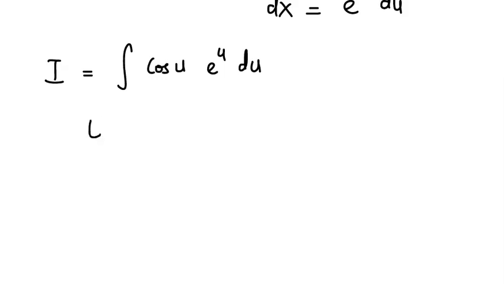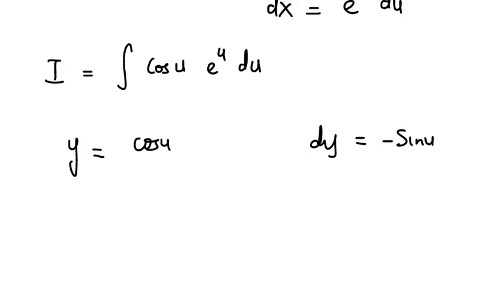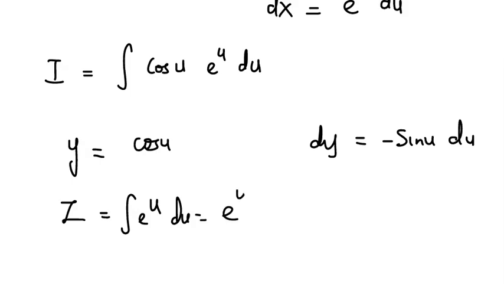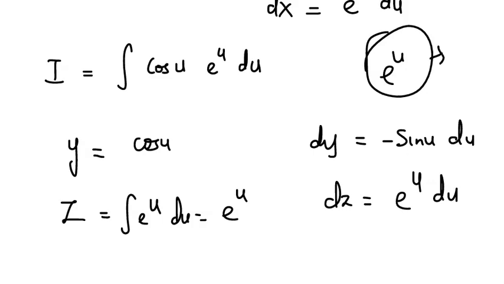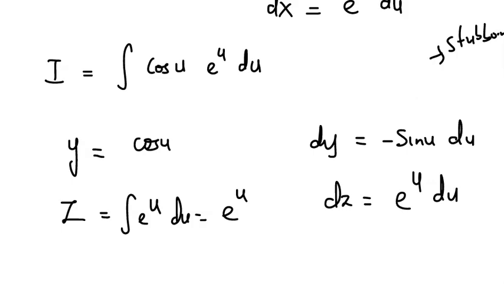We have u already, so we can use y and z. Let y equal the cosine of u. Differentiate both sides, we get dy is equal to negative sine of u du. Then let z be equal to the integral of e to the power of u, the other function, which is just e to the power of u. Then dz is equal to e to the power of u du. Don't forget that e to the power of u is a very stubborn guy. Both the derivative and the integral still remain the same.